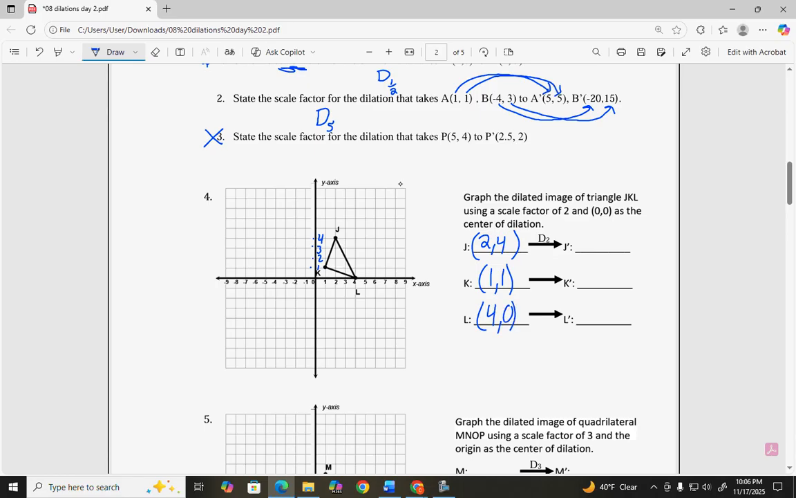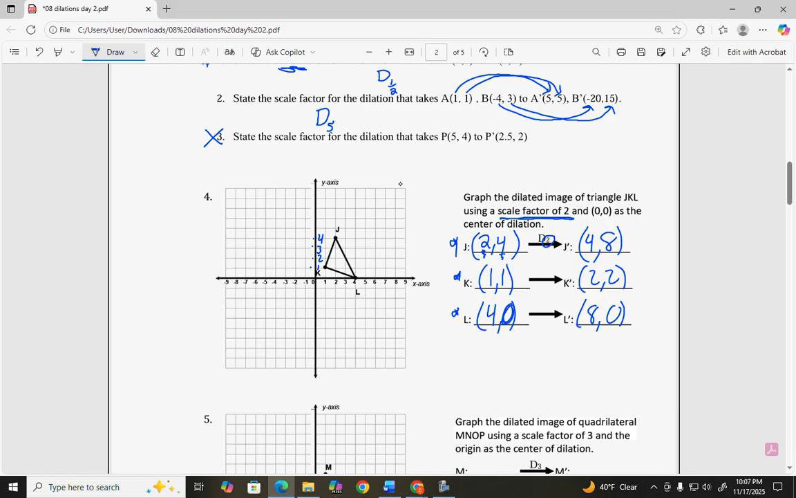Remember, X comes before Y. And look at these words right here. We want to use a scale factor of 2. It means we have to multiply all of these points by 2. So when I multiply this 2 by 2, I get a 4. And when I multiply this 4 by 2, I get 8. We're just doubling everything. Multiply by 2, I get (2, 2). Multiply by 2, I get (8, 0). Remember, 0 times 2 is still 0.